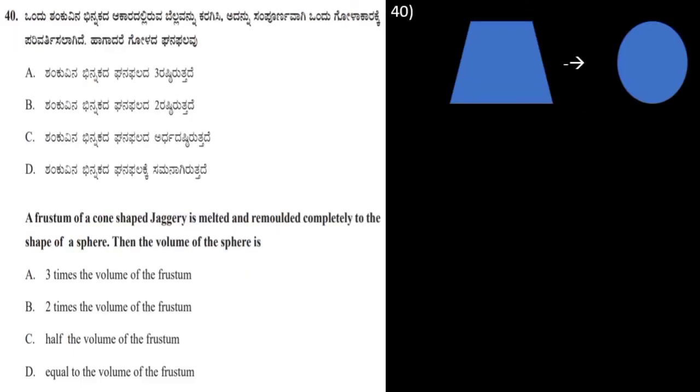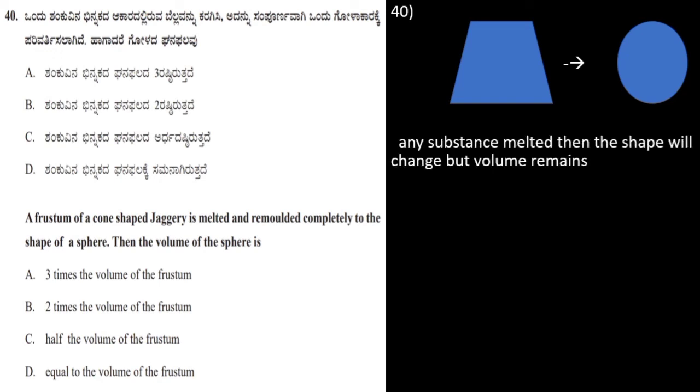A frustum of a cone shaped jaggery is melted and remolded completely to the shape of a sphere. Then the volume of the sphere is? Here they gave options like 3 times, 2 times, half, but no need to go with that because the frustum is just melting and forming. That means only the shape is changing, but the volume will remain the same. So we can say option C, equal to the volume of the frustum. Sphere volume will be equal to frustum volume. So no need to think more about it.